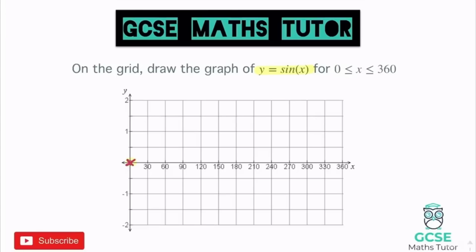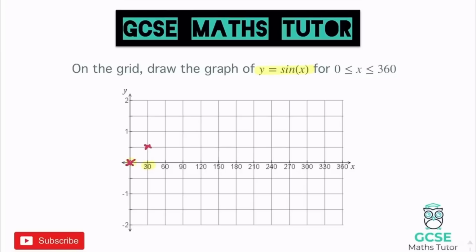Then I'm just going to move along the x-axis. So I'm going to do 30, and then 60, 90, 120, all the way up to 360. I'm going to try and do them as quickly as I can. So I'm just on my calculator now, typing in sine 30, inside the bracket there, and I get a half. So I'm going to plot that as best as I can. It's quite nice on this graph here.